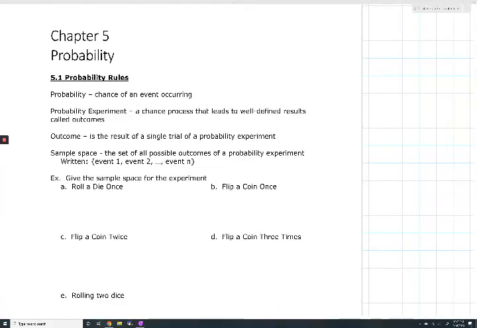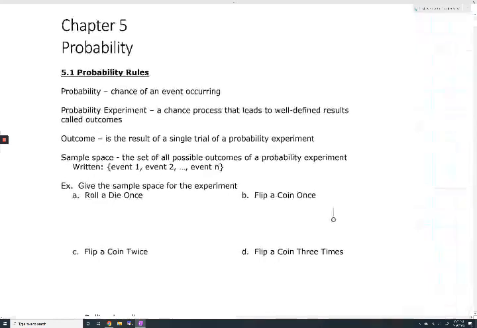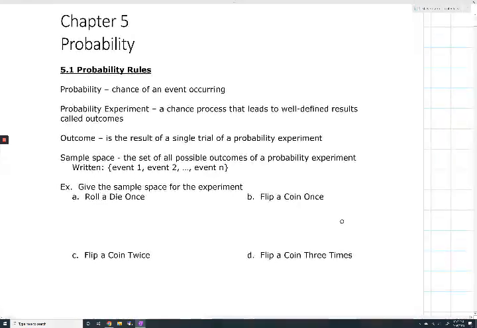All right, so we're going to start chapter 5 today. I'll go through the notes, kind of talking through as I fill out the notes. And then if you guys have questions, you're more than welcome to ask them in class. So starting chapter 5, we're going to start talking about probability.